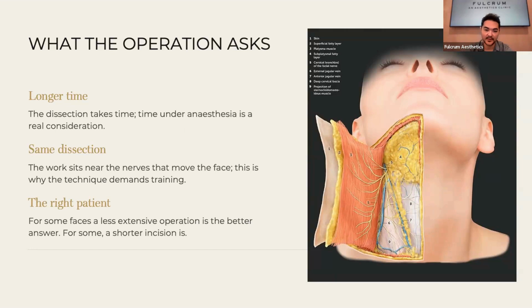This, by the way, is another picture from a portion of what we would do in a neck lift. It's deep to the SMAS, or in this case, the SMAS is the platysma muscle. You can see the nerves and the veins running there too.